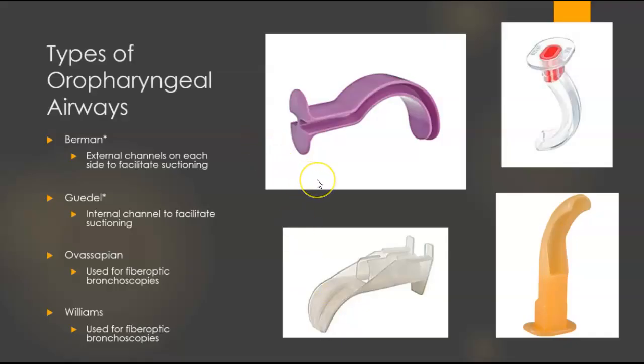Okay, so a couple different pictures of different ones that are out there. These are the Bierman ones. This just has the channels on both sides. Goodell is the one with an inner channel, helps facilitate suctioning. And then both of these down here are used for fiber optic bronchs. So they're kind of a wider open one. And this channel here in the middle is what you would put like a fiber optic bronchoscopy device into.